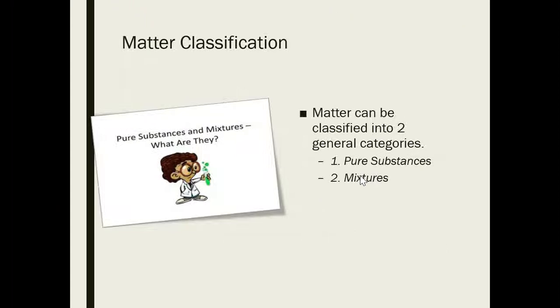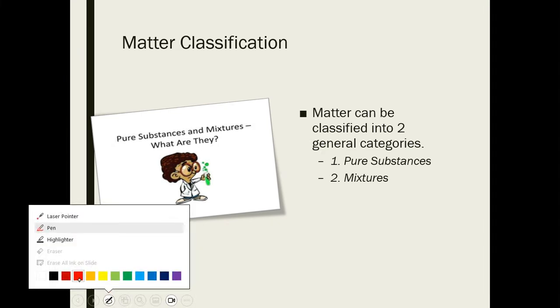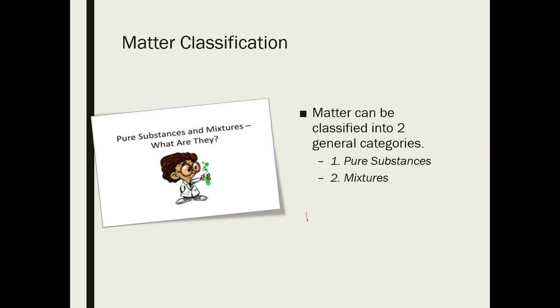So matter, if I look at everything in the world that has mass and takes up space, has volume, everything in the world is matter. So anything that has mass and takes up space has volume. Anything that has both those characteristics is going to fall under one of two categories. It's either a pure substance or it's a mixture.